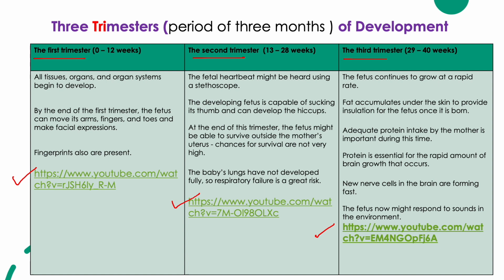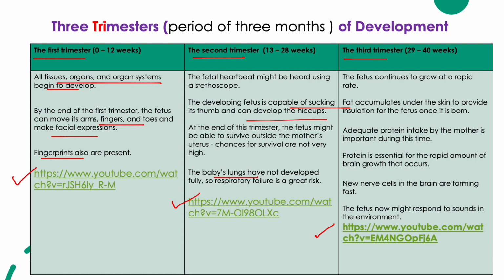For example, in the first trimester, the tissues, organs and organ systems develop, the toes and the fingers are made, the facial expressions happen, and fingerprints are also present. In the second trimester, you can have a look at the baby suckling and the hiccups. Also, if the baby is born in this stage, it's very hard for the baby to survive outside the mother's uterus. Also, the baby's lungs are underdeveloped.